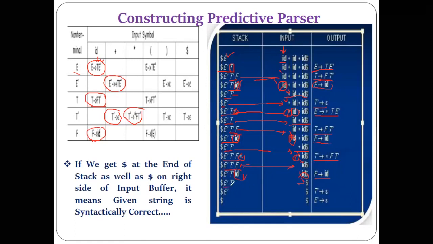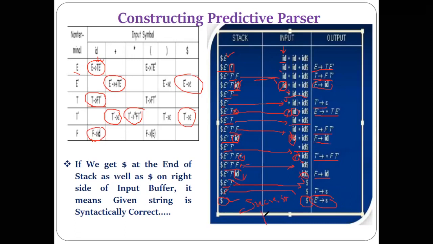Now what is remaining here? E dash T dash. So here you have to see T dash on the dollar. T dash on the dollar is the production rule T dash epsilon. As a result of this, T dash will get cancelled. Again, you have to see E dash on the dollar. This is the production rule you should utilize. The result of this production rule utilization is that this will get cancelled. If you have the dollar at the bottom of the stack, and in the input also you have the dollar, it means the successful parsing has been done.